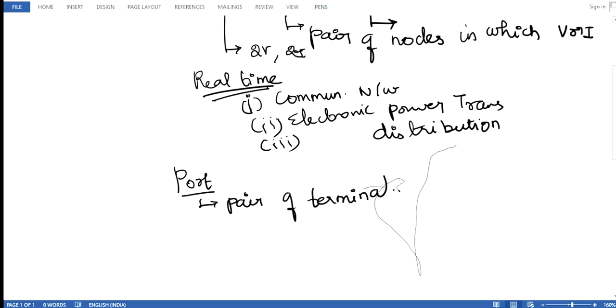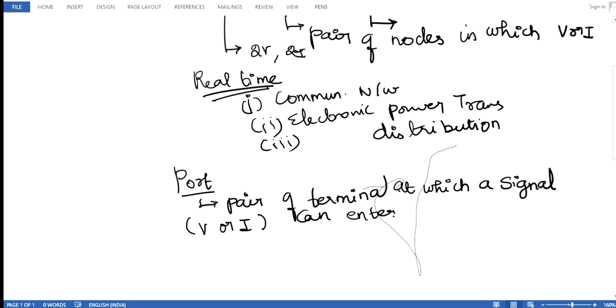Clear? A port is a pair of terminals at which a signal, which may be a voltage or current, can be connected, can enter or leave. That is called a port. So this is a very important two-mark question. Define port. A port is nothing but a pair of terminals at which a signal can enter or leave.